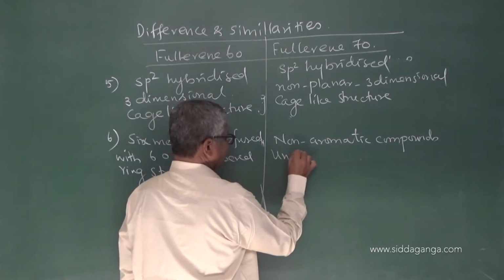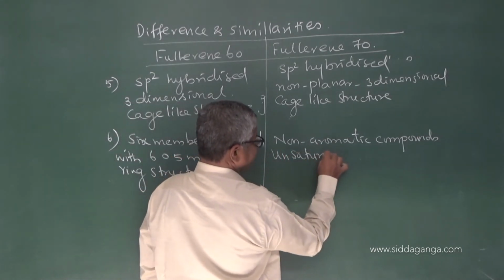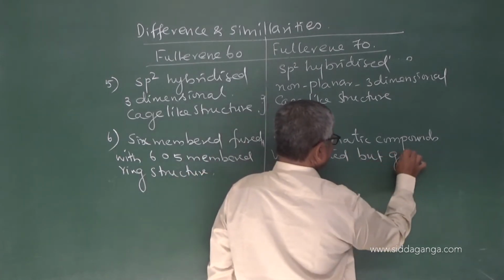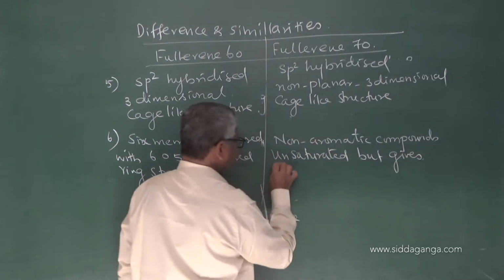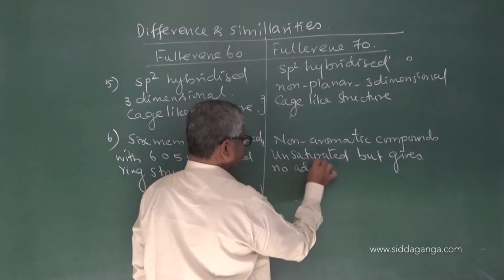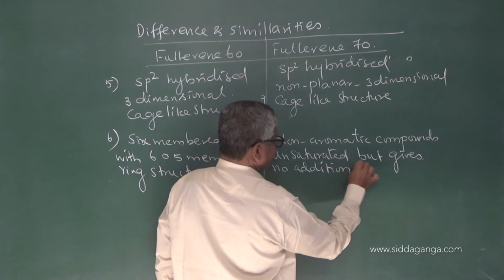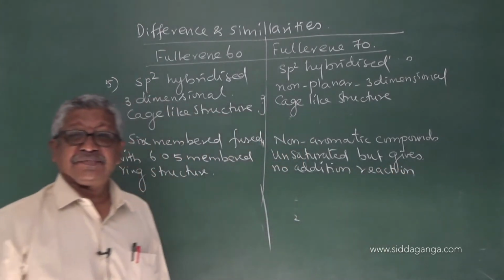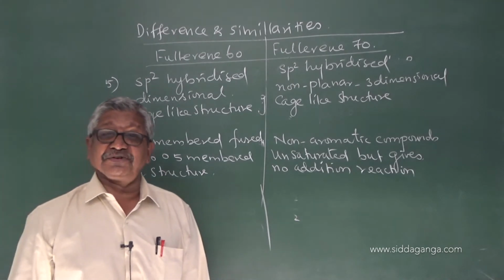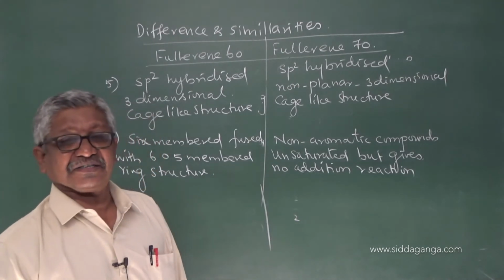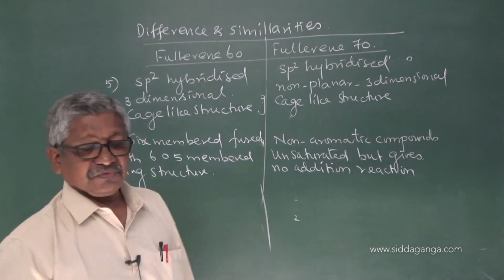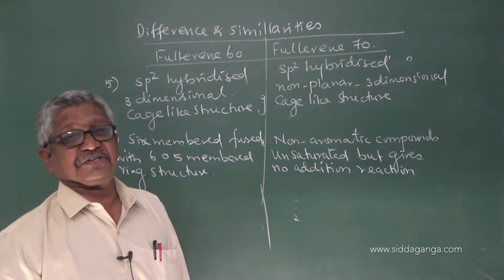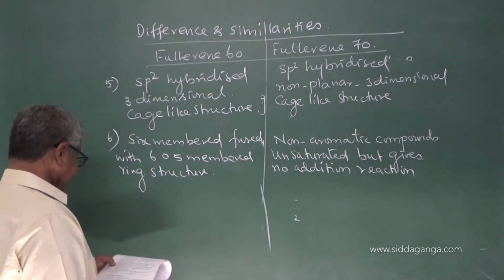It is unsaturated, but gives no addition reactions. Usually an unsaturated compound gives addition reactions, but here fullerene 60 is unsaturated, yet it gives no addition reactions.